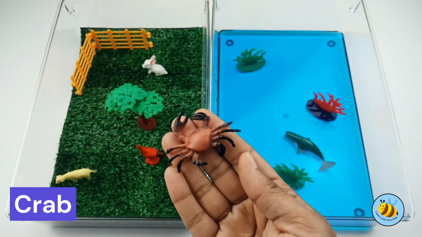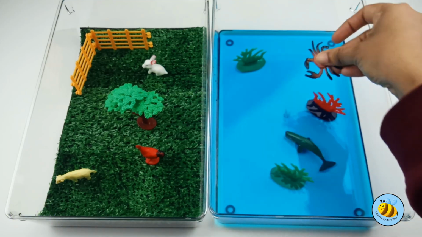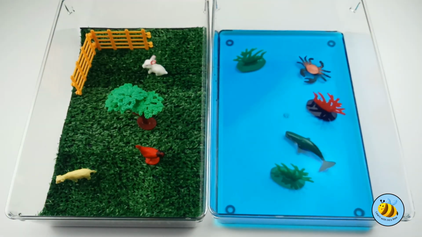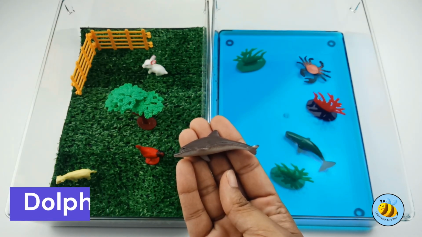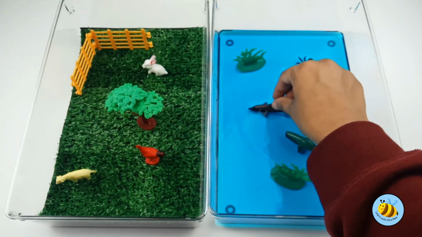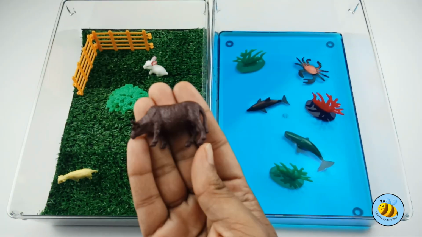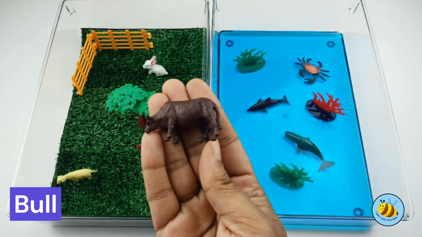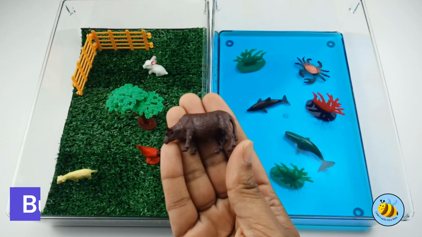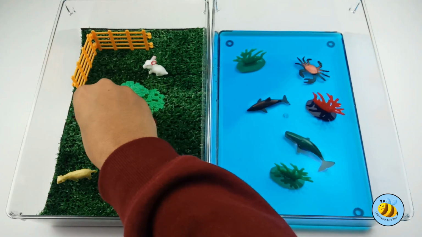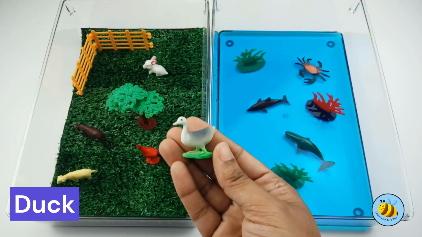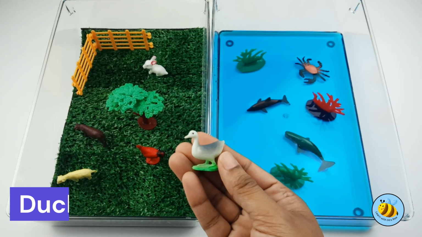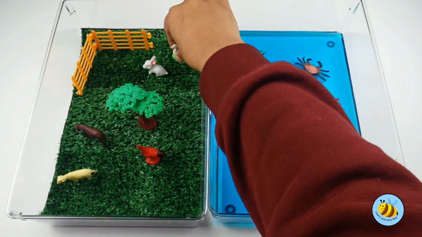This is a crab. A crab lives in the ocean. This is a dolphin. A dolphin lives in the ocean. This is a bull. A bull lives on land. This is a duck. Ducks live on land.